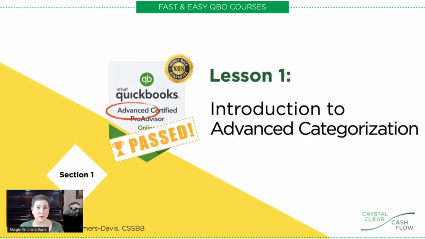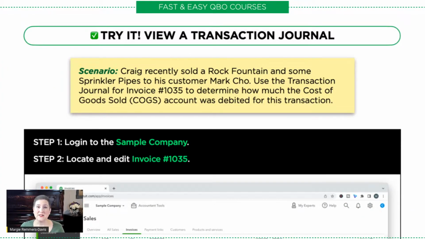Today, we're going to be walking through one of the exercises from our Advanced Level course, Section 1, Lesson 1, which is an introduction to advanced categorization. Now, in order to understand the concept of advanced categorization, there are a couple of basic things that you have to remember. One of those things that we're going to be covering in this practice exercise is looking at the transaction journal. This is one of two exercises in this lesson. They are optional exercises. So if you remember how to do this, then you can skip them. But if you need a refresher, let's go ahead and dive in.